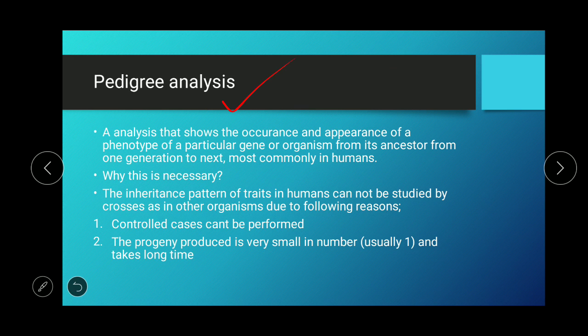So first of all, pedigree analysis. As the name suggests, analysis means it must be analyzing something. It is an analysis that shows the occurrence and appearance of a phenotype. That means we will see how the disease appears, what the chances of occurrence are, and also the risks of having an affected child with a particular gene or chromosome from its ancestor, from one generation to the next, most commonly in humans. That is, how the defective allele or character is transmitted from the parents to the offspring, and most commonly we will study this in humans.